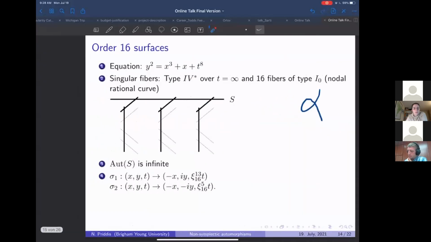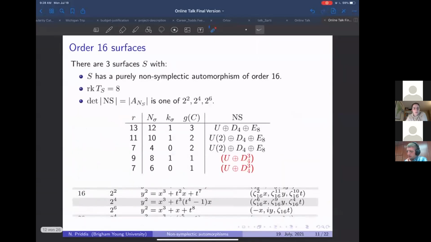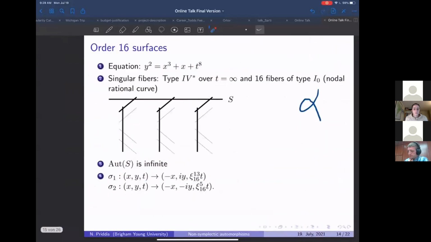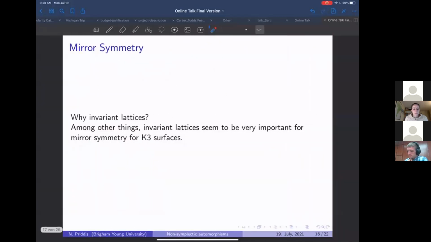So if you come back to this table, basically what we've shown is that there is exactly one automorphism of each of these types on these K3 surfaces. Okay, so that was the main result that I wanted to talk about.